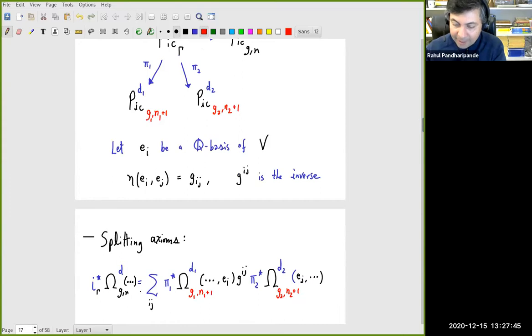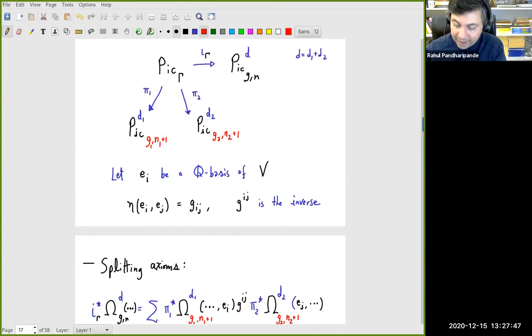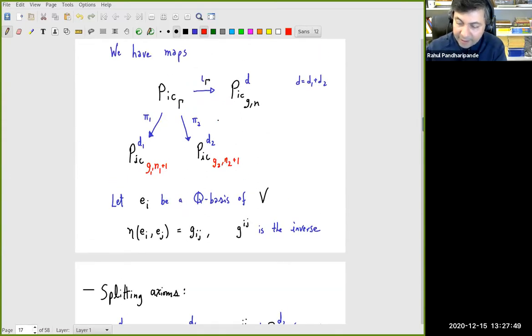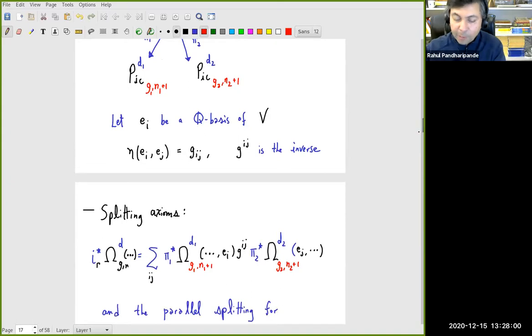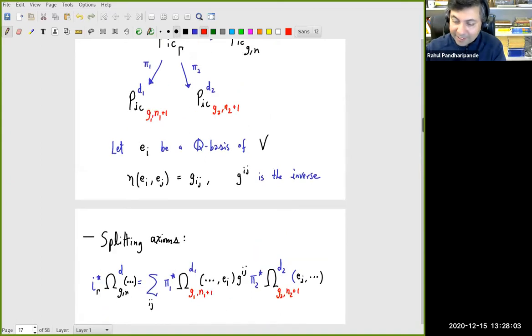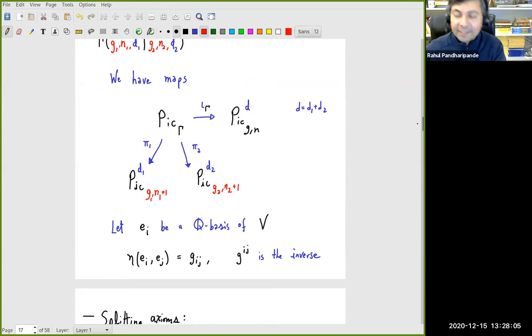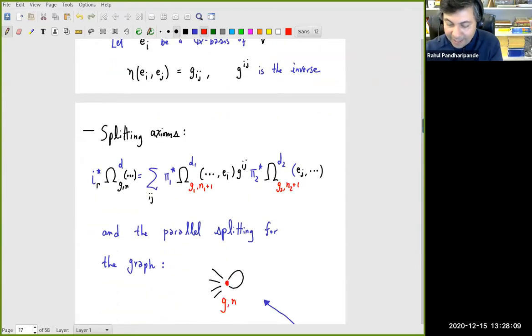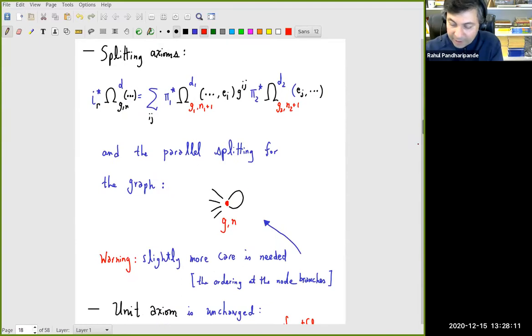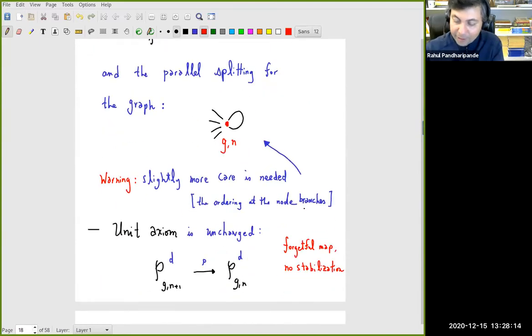Then the splitting axiom means that if I pull back the object here, it's the same thing as pullbacks from these two factors with the diagonal, with the splitting of the diagonal. Okay, so that's a small point. And there's probably other ways to do it, but I'm just trying to say that you don't actually need the product for that. All right, that's one small point. And then you have to do the same thing for the loop, which is even slightly more careful because you need to order the nodes anyway. Then there's the unit axiom.